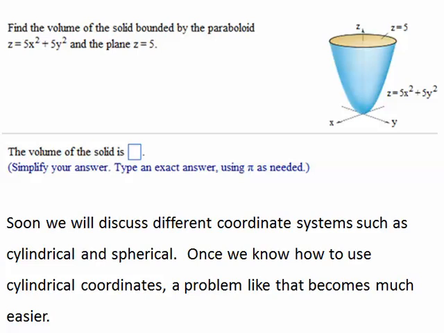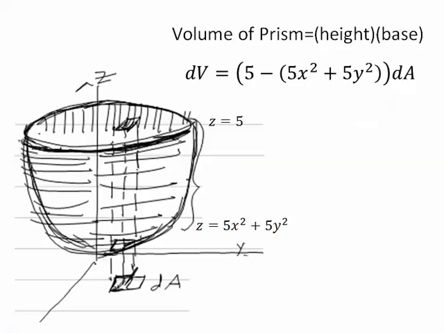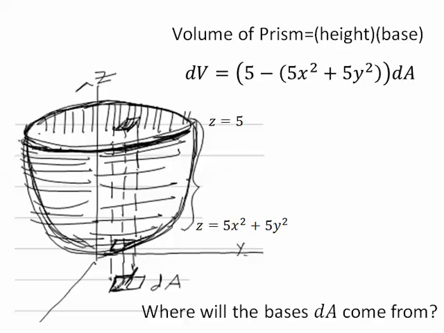So how do you find the volume of a solid? Well, you break the solid up into prisms. So let's make ourselves an arbitrary prism and find the volume of that prism. Well, the volume of a prism is height times the area of the base. In our case, the height is the height of the plane minus the height of the paraboloid, and the base is just dA. Where will the bases dA come from?